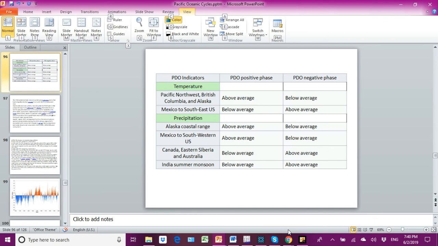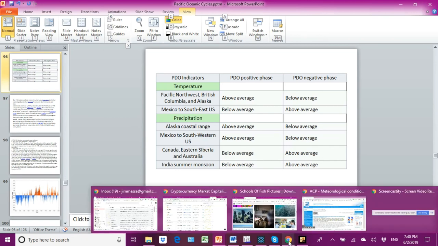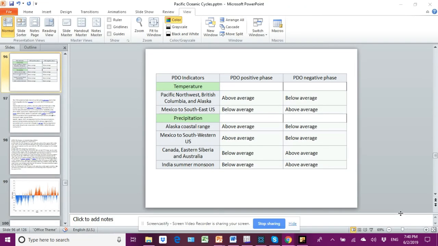So that will conclude my comment here on the IPO and PDO. Hope you found this informative, and thank you for your time. We continue next with the IOD, which is the Indian Ocean Dipole. So stay tuned. Until then, thank you.